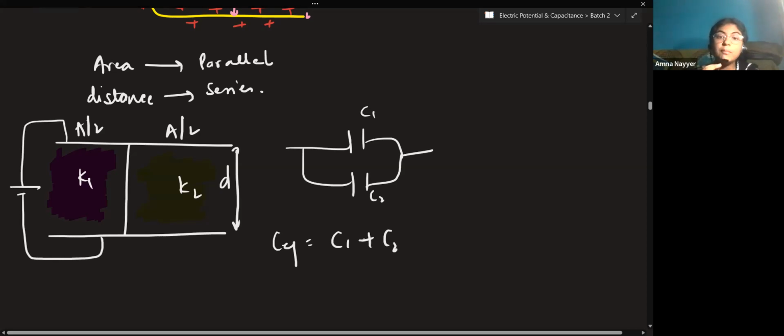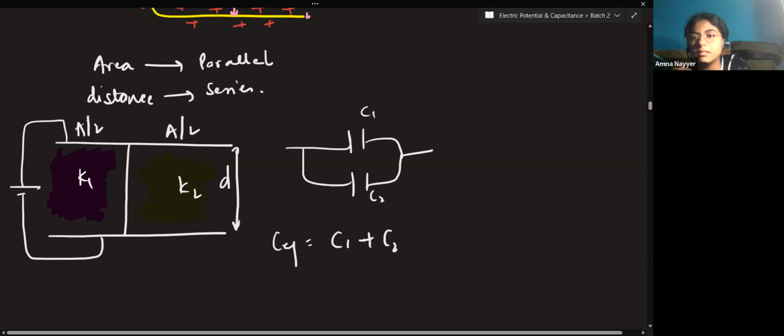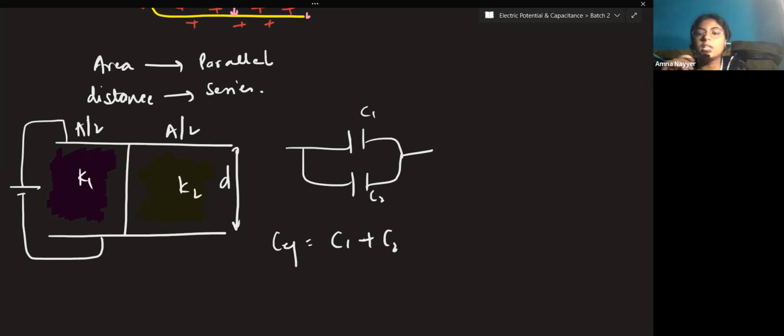Don't get confused. Remember all the formulas clearly. When we do resistances, these same formulas will be reversed. For series, you have 1 by C equals 1 by C1 plus 1 by C2, and in the case of parallel it becomes C1 plus C2. It gets reversed in the case of resistors. So be clear about the formulas. If it is a parallel combination, this is your formula.